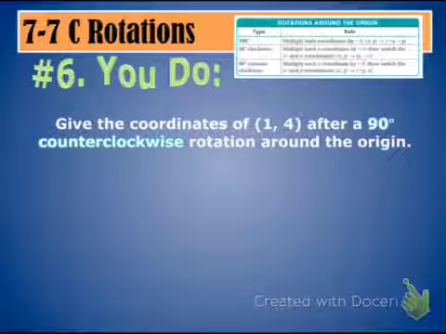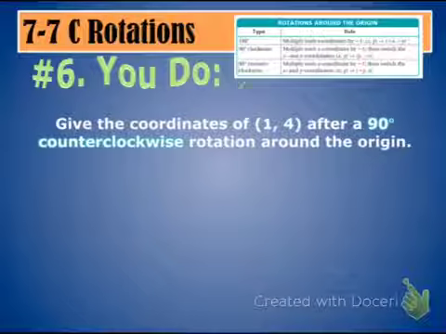Okay, number 6 is another you-do. This one you're going to give the coordinates of 1, 4 after a 90 degree counterclockwise rotation. So we're using the rule where we multiply y by -1 and then flip. So go ahead and do that, and then you can check your answer in just a second.